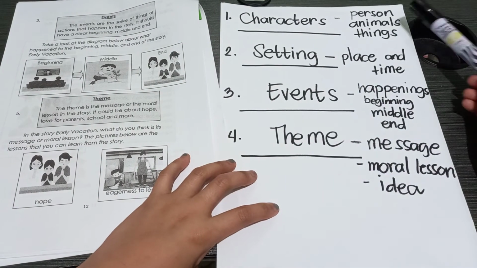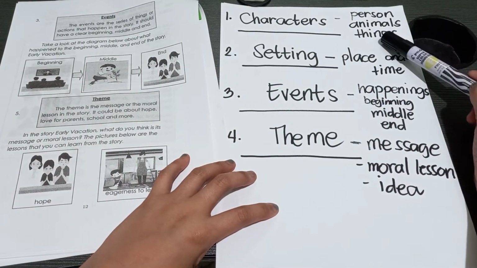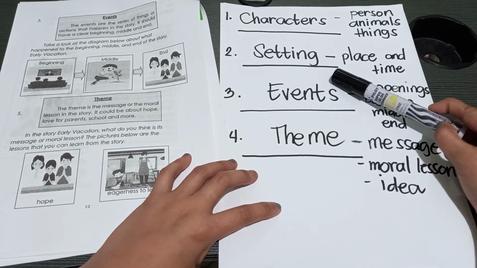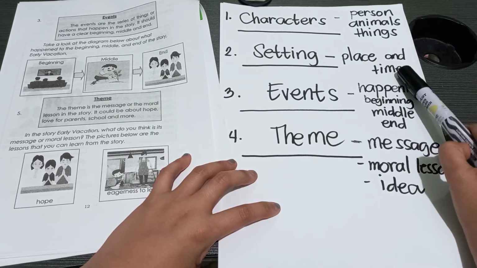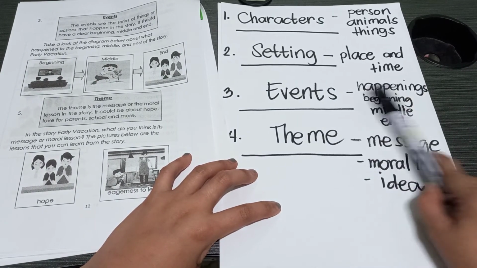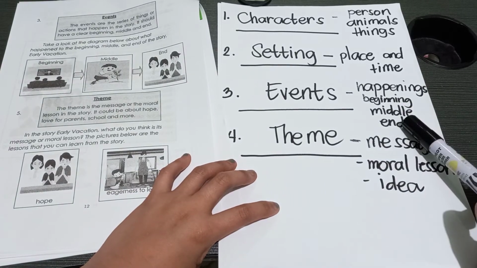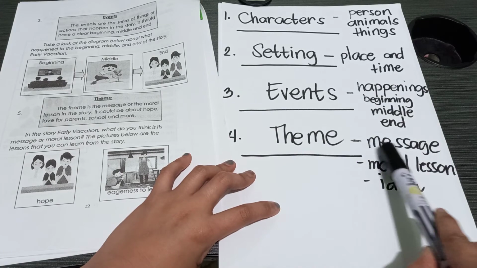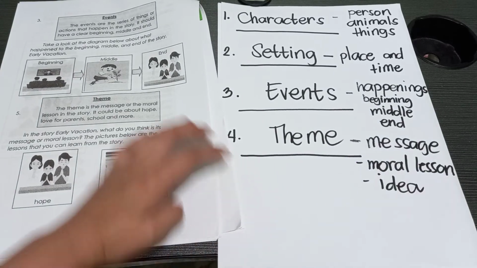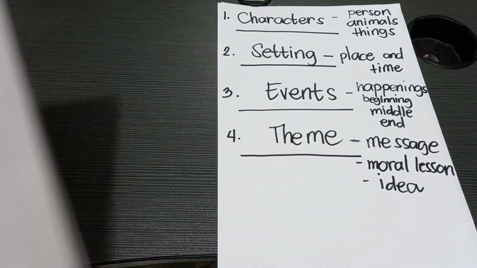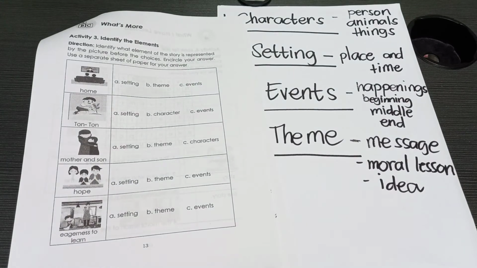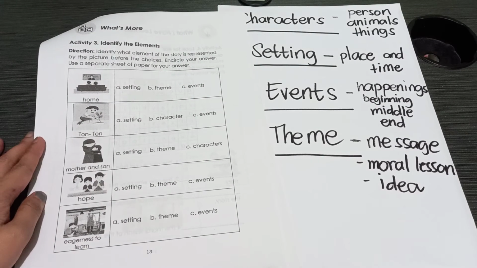Characters refers to the person, animals, or things. Setting, the place and the time. The events are the happenings in the story, the beginning, middle, and the end. And the theme, it could be the message, the moral lesson, and the idea of the story. So let's proceed.